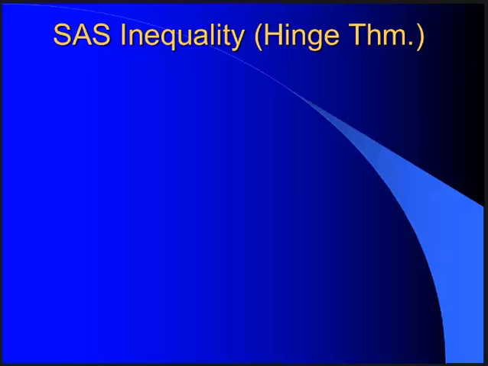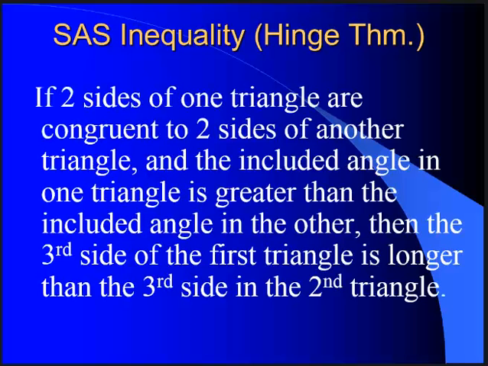Another inequality is called the side angle side inequality, also known as the hinge theorem. And let's see what it says. It's pretty wordy, but we'll draw a picture so you can understand it a little bit better. This one is comparing two different triangles, and it says if two sides of one triangle are congruent to two sides of another triangle, and the included angle in one triangle is greater than the included angle in the other triangle, then the third side of the first triangle is longer than the third side of the second triangle.